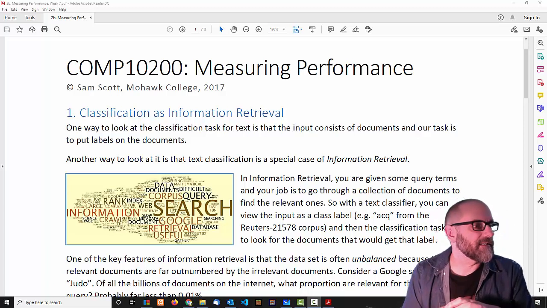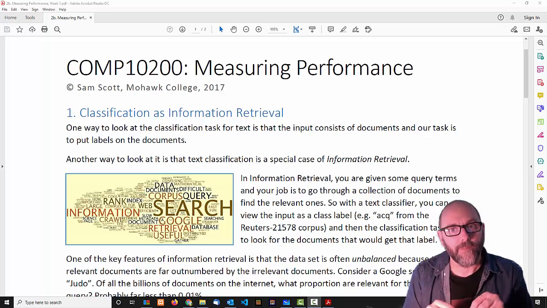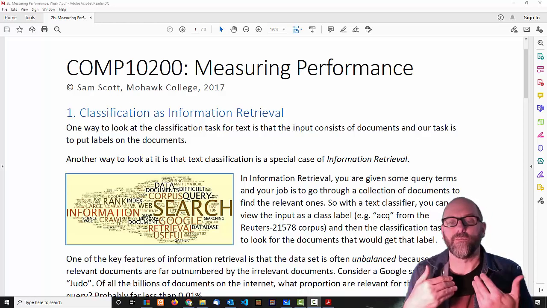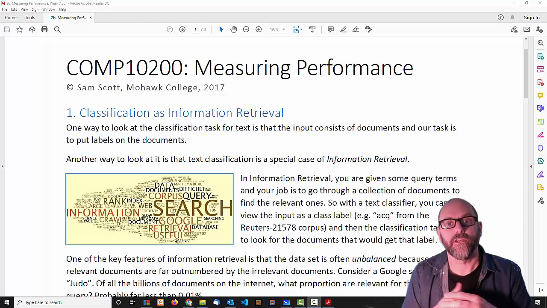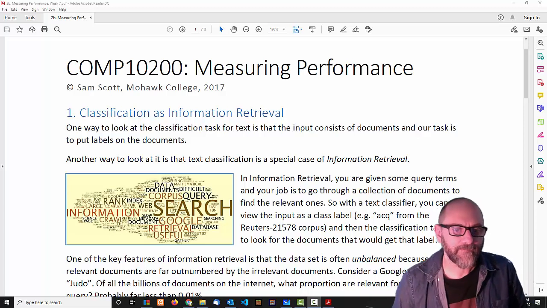So I might say, I want all the documents related to silver. And a machine learning algorithm may have gone through those documents and put the silver label on some of them and not on others. So if you search by topic using the restricted set of class labels, in a way it's very similar to doing a Google search. You want to retrieve the relevant documents.